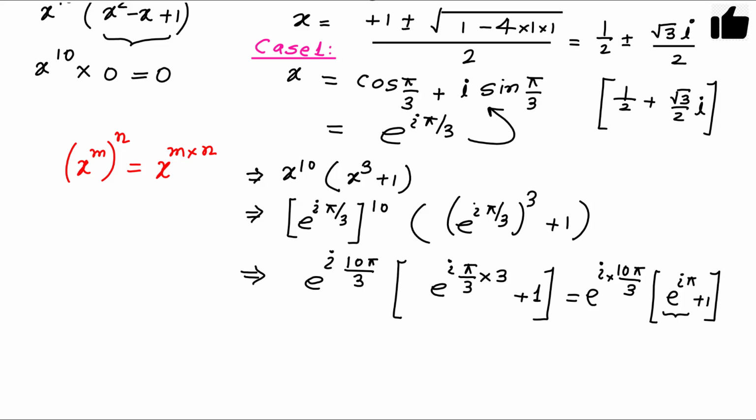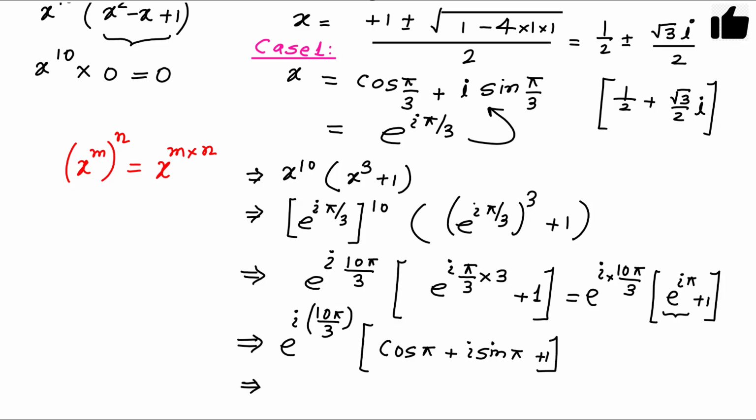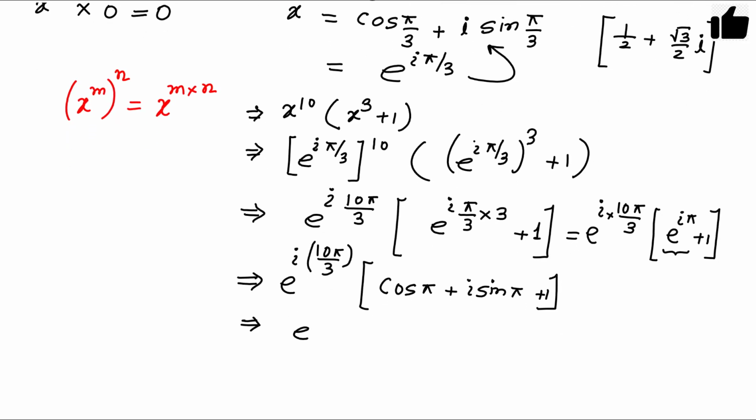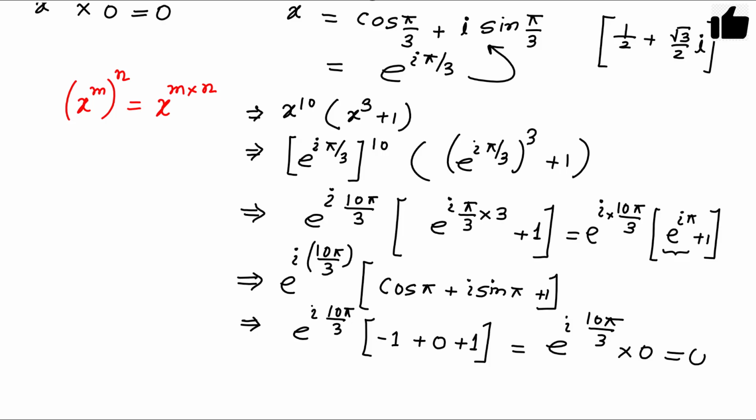Now let us expand e raised to the power i pi. The first term is e to the power i 10 pi by 3, and this term is cos pi plus i sin pi, and this is plus 1. Now cos pi is how much? Minus 1. So this is e raised to the power i 10 pi by 3, and this is minus 1, and sin pi is 0, and this is plus 1. So everything cancels out, and this is e raised to the power i 10 pi by 3 multiplied by 0. So this is equal to 0.